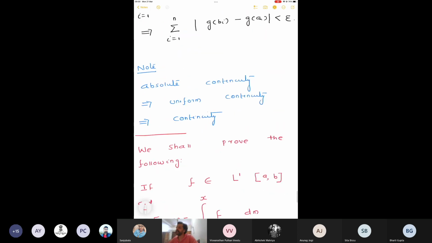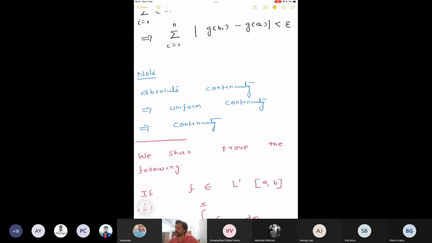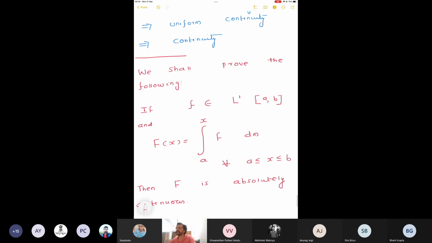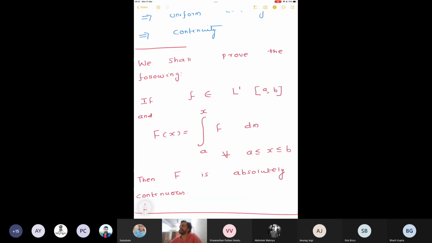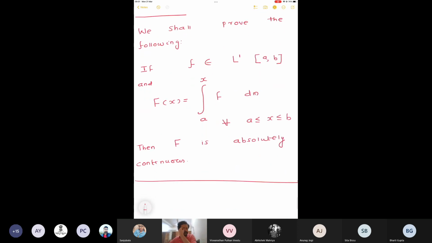And I have given enough non-examples. Functions which are not uniformly continuous cannot be absolutely continuous. So non-examples are given. Examples I am not giving now, but I will give you a result to generate more and more examples, namely this result. Okay. So far so good.